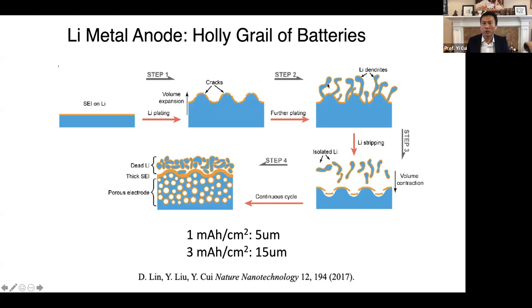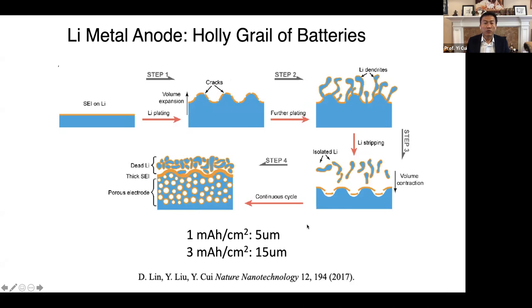If you strip lithium away, you can strip from the bottom. This dendrite becomes isolated lithium, losing electrical connection from the underlying substrate. They are really the dead lithium right there. And over cycles, before long, the batteries lose capacity and then die. So we analyzed this process.